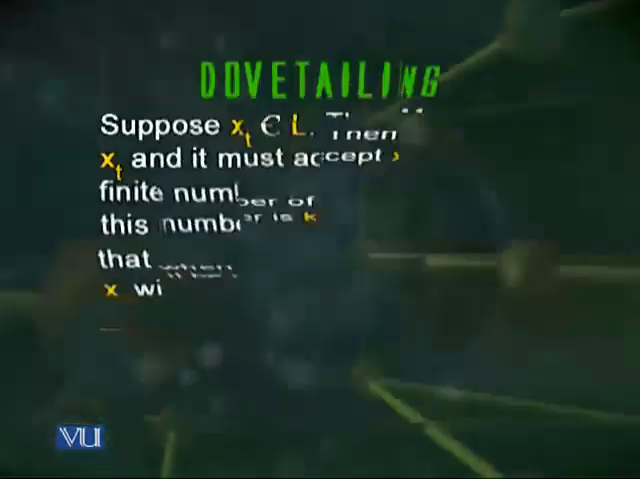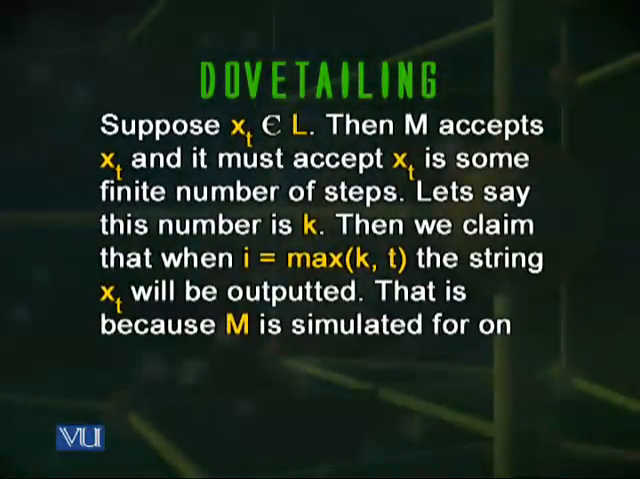Let us see why this is a proper solution. In this case, what we have to show is that if a string is accepted by M, then it will eventually be outputted by this enumerator E. Suppose you have a string xt which is in L. Then M accepts xt, and it must accept xt in some finite number of steps. Let's say that this number of steps is k. Then we claim that if I take i equal to the maximum of k and t, then the string xt will be outputted when i reaches this value.